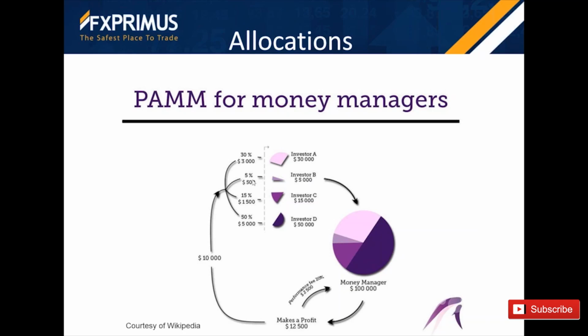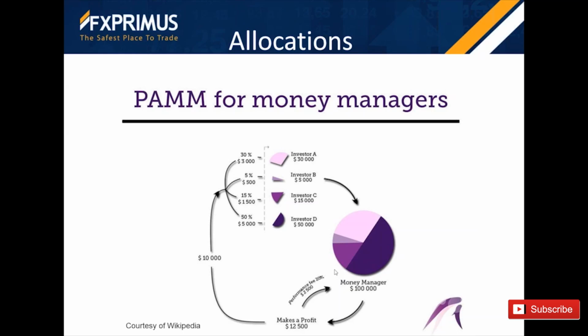Now A obviously is the main investor, the master, because he should be the first investor. He has about 30% of the whole PAMM account. And as you can see, the percentages are written here. So he has 30%. Investor B has a smaller percentage, which is 5%. Investor C has 15%, and investor D 50%.